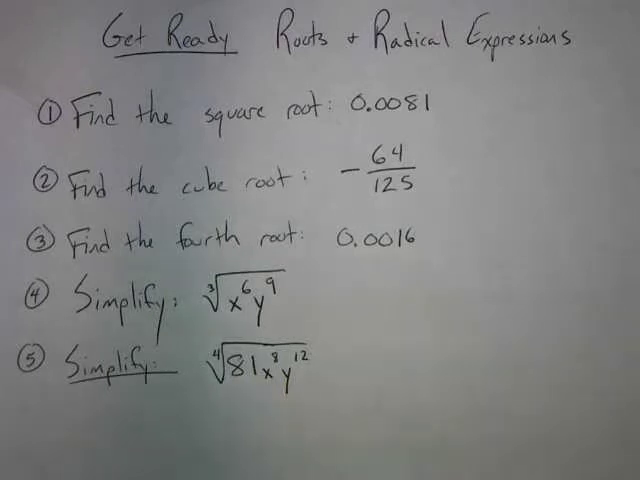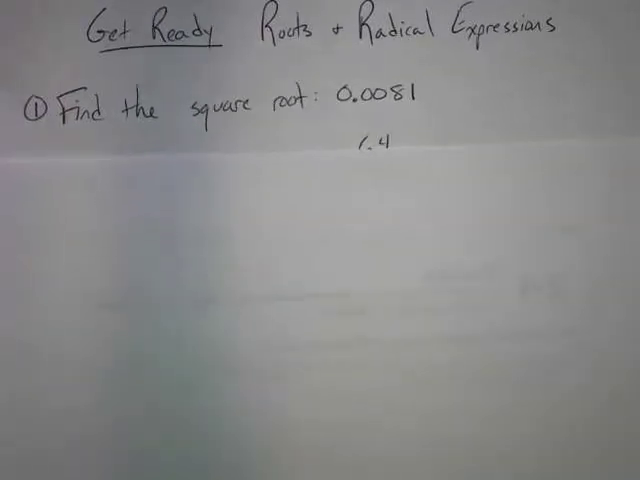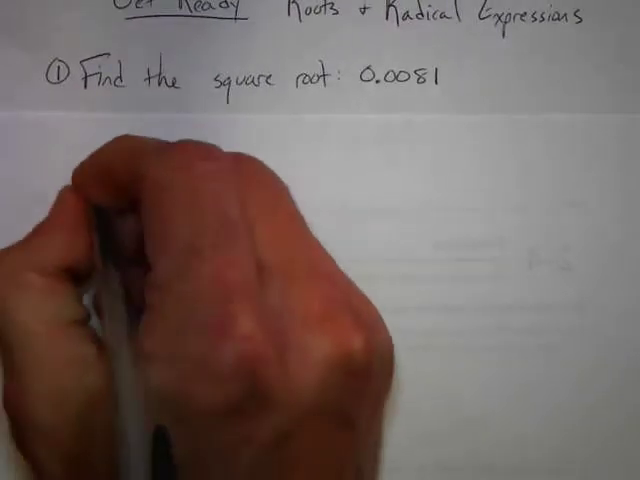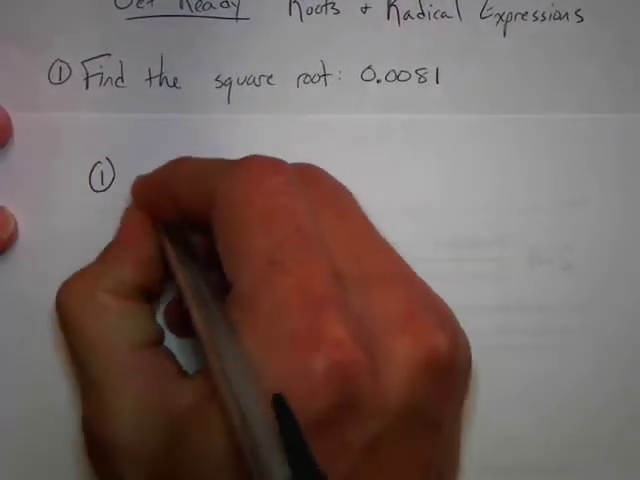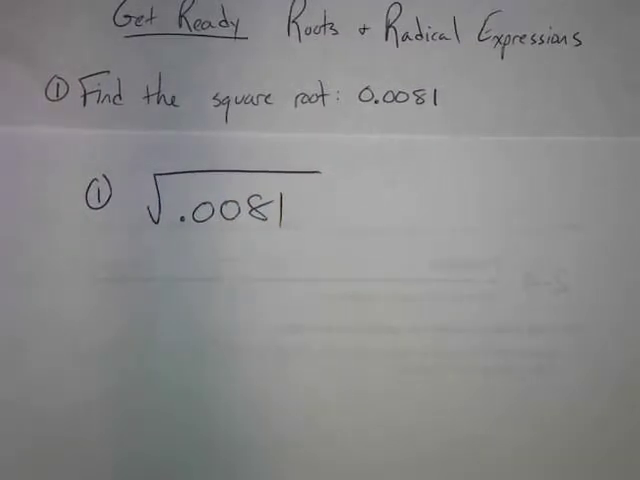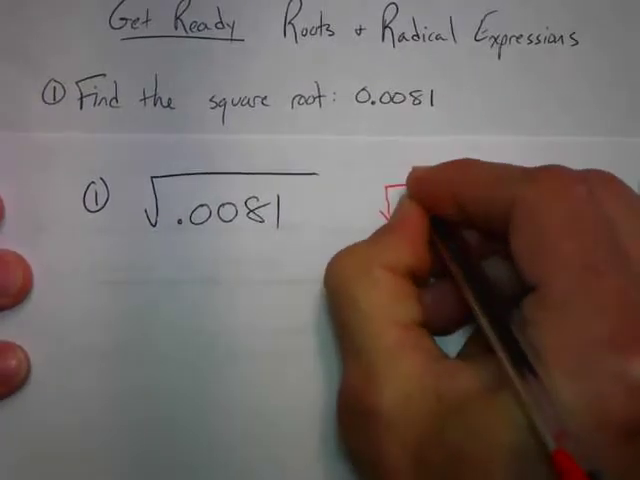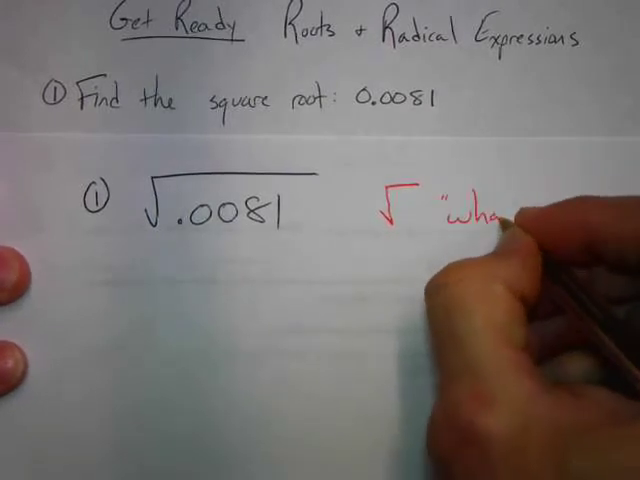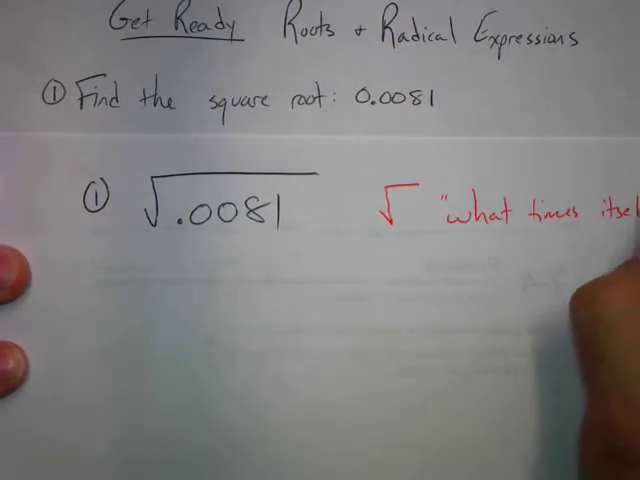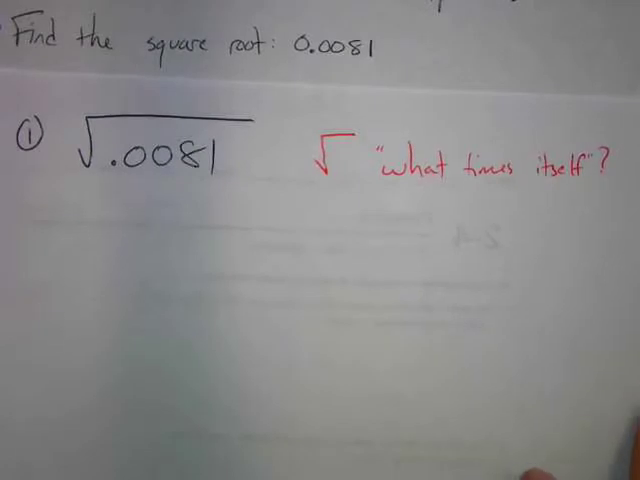So I think the best way to do this is just to jump right in. Let's start simplifying stuff. Let's find out what's the square root of 0.0081. When we look at number 1, sometimes I'll ask you to find a root of a decimal. And you have to remember what the square root asks. The square root is actually asking a question: what times itself gives you the number inside? And that's what you have to start thinking about.